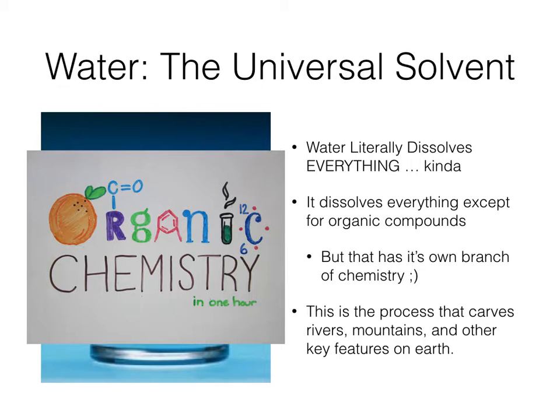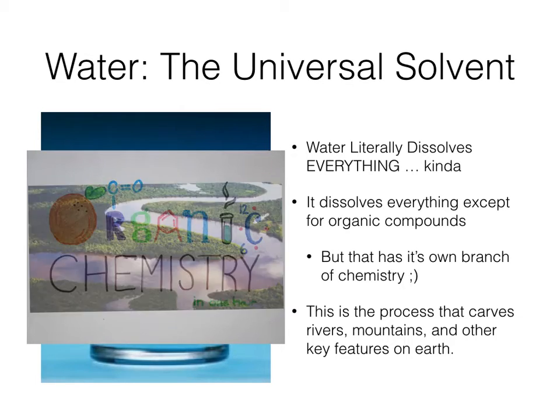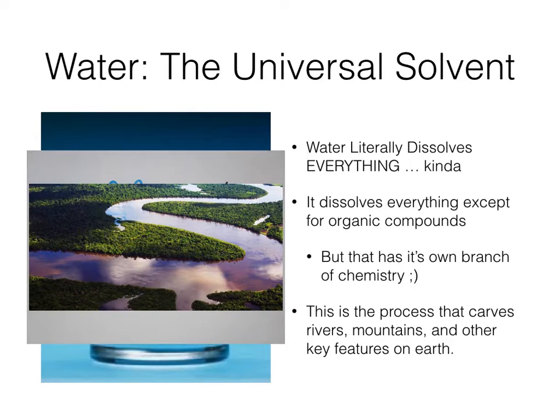This is also the process that carves out a lot of our landscaping on the Earth. Have you ever seen a river like this where it meanders? This is because the water is flowing and crashing into the wall, and because it crashes into the wall, it wants to turn someplace else. That's what causes these meandering river patterns.